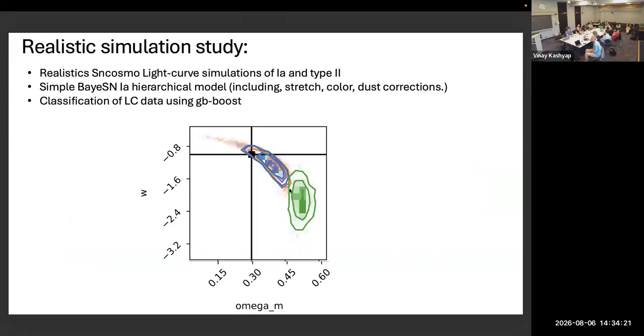Basically here, green is just neglecting the contamination and fitting everything with the 1A model, which is far off. Blue is if we had an oracle that tells us the 1As, and orange is the pragmatic approach, which is slightly wider, but actually not much. You lose very little information. You gain very little information by actually knowing which ones were the types.